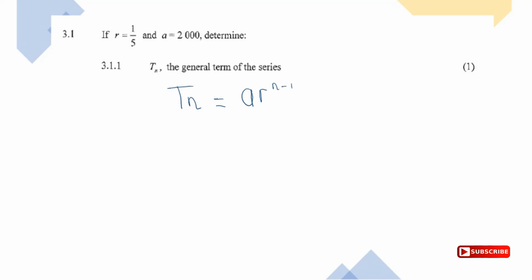They made our lives very simple because they already gave us the value of A. So you're just simply going to substitute the value of your A, which is 2000, and your value of R, which is 1 over 5, and you're going to be left with the N minus 1. So the general term of the series is represented by Tn, which is equal to 2000 times (1 over 5) to the power of N minus 1.